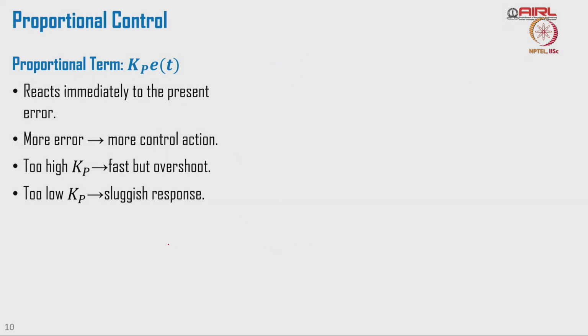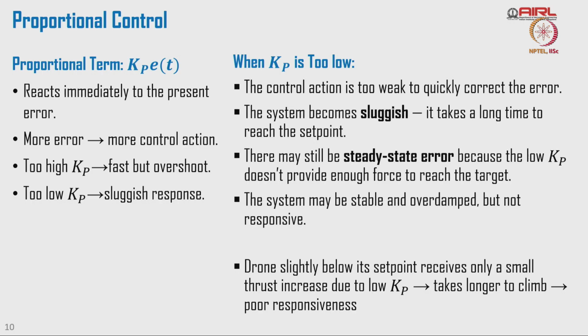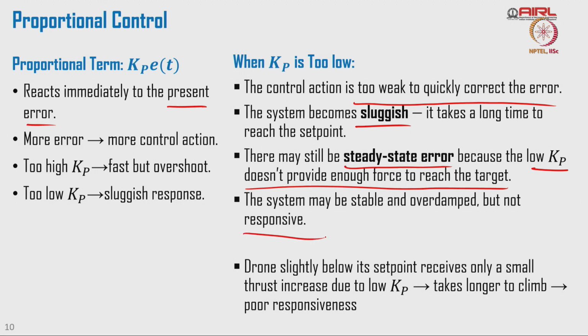Now, if Kp is too low, what is happening? Then the control action becomes too weak to quickly correct the error. That means when there is a present error and Kp is very small, you can't handle that much error immediately. So the system becomes sluggish and there may still be a steady state error, because a low Kp does not provide enough force to reach the target. The system may be stable and overdamped, but not responsive. That means it can't respond immediately.